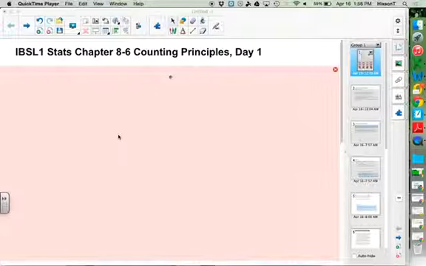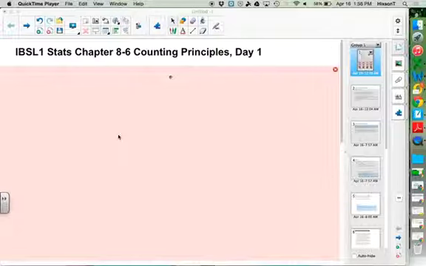The idea is, in order to understand how likely something is to happen, we have to be able to figure out how many ways it could happen. And also, we have to figure out how many different outcomes are possible. Not just the ones we want, but how many outcomes are possible in a particular situation. All of that has to do with counting.